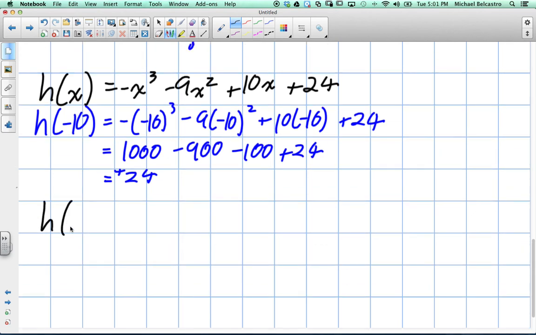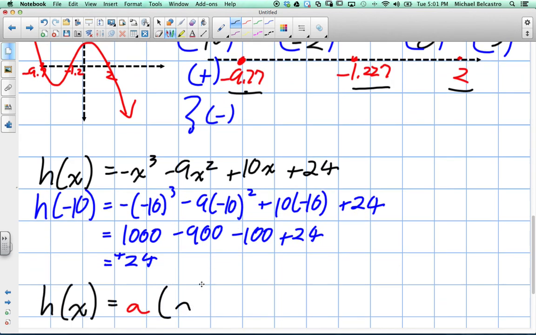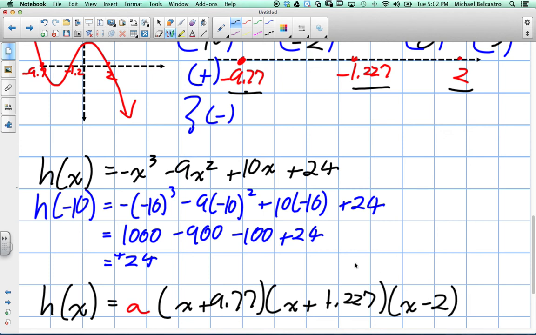a factored form of any polynomial is a, being some coefficient, and then all of the actual x-intercepts, which are this value here, this value here, and this value here. Well, I can put them into a bracket with x by itself. If I just say x plus 9.77, because we know if we set that equal to 0, it'd give us negative 9.77. x plus 1.227, because when we set it equal to 0, same thing. And this one would be x minus 2. This can really help us find positive, negative, positive much quicker.